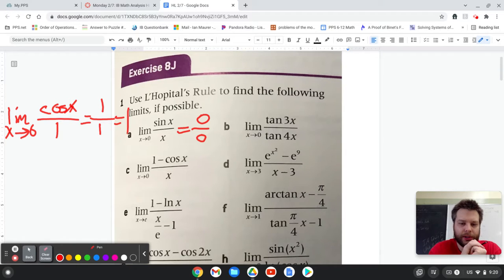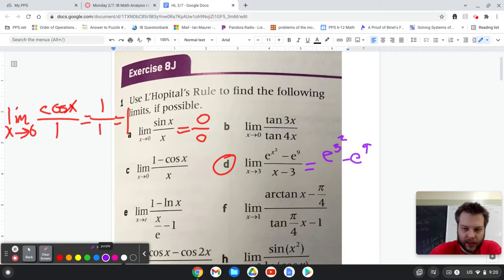Let's try one that looks a little bit more interesting. How about part D here? Okay, so if we try substituting 3 as x approaches 3, we get e to the 3 squared minus e to the 9. That's going to be 0. And 3 minus 3, that's going to be 0 as well.